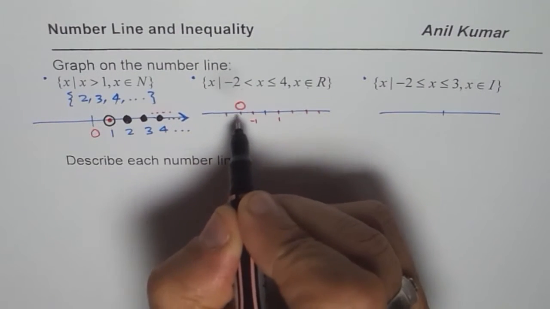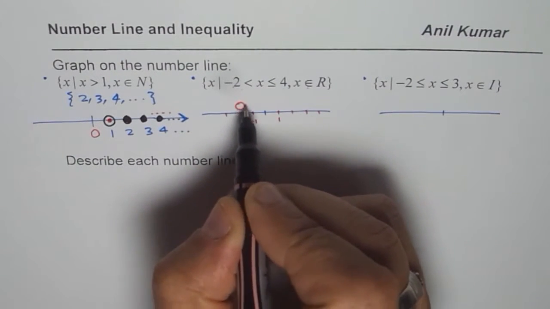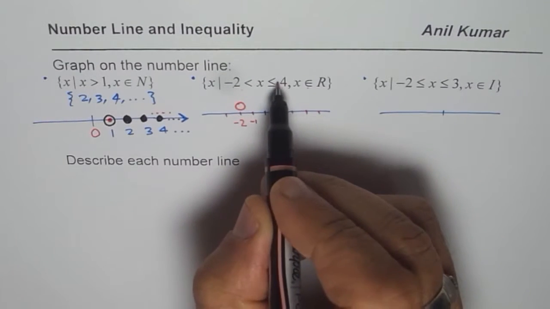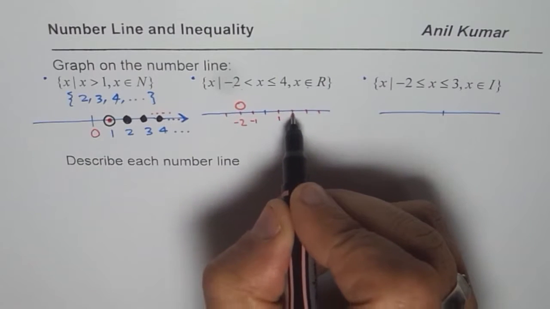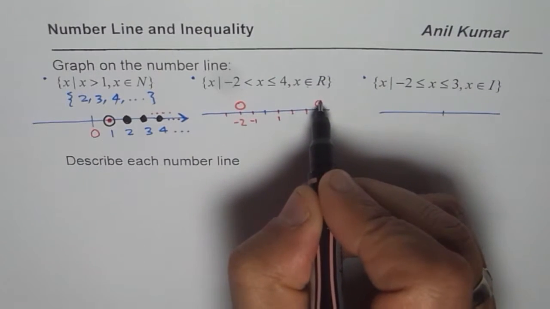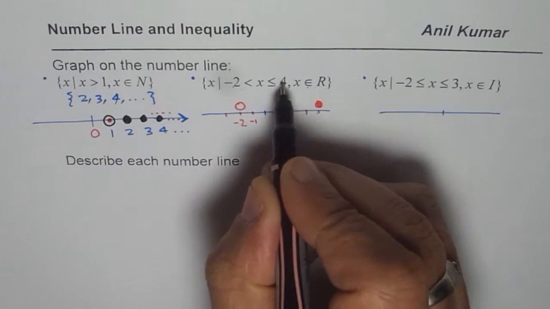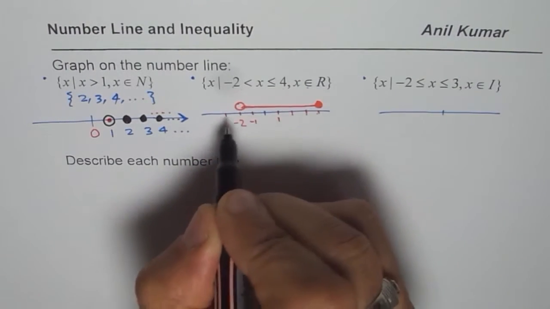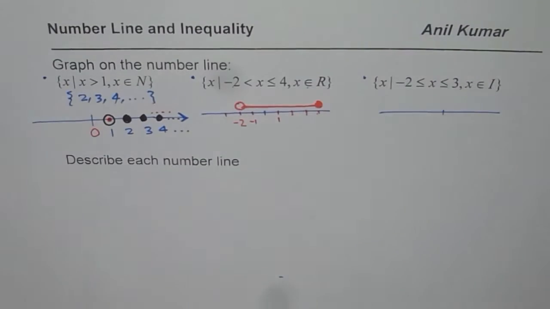So let me this time show it on the graph. So we'll make a hole which is not filled in at minus 2, correct? And less than or equal to 4. So 1, 2, 3, 4. So this time we'll make a hole but filled in since 4 is included. So all these numbers joining in between on the number line represent the given graph, correct?